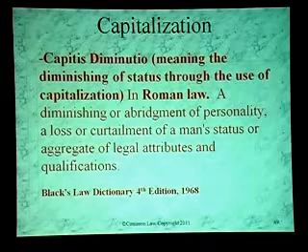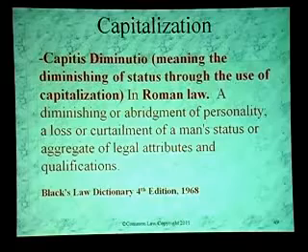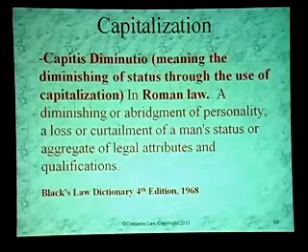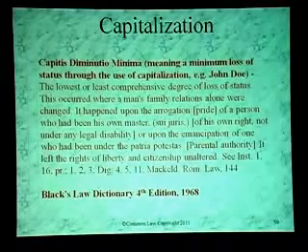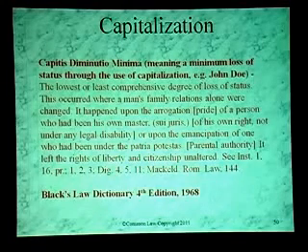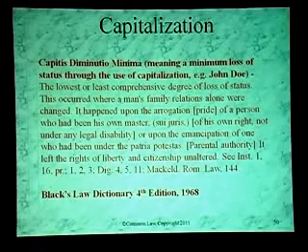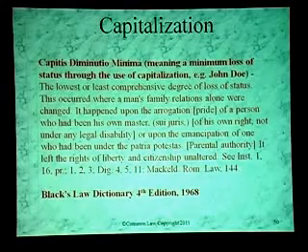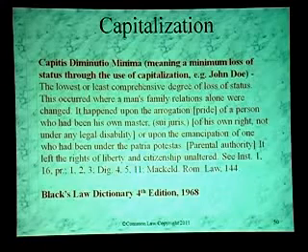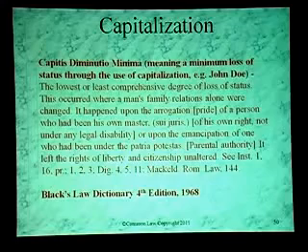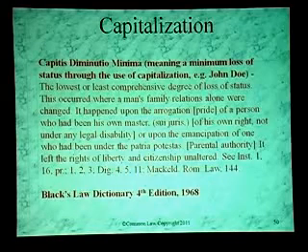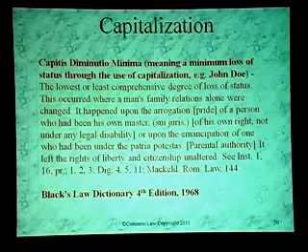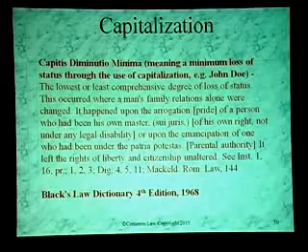It is a diminishing or abridgment of personality, or loss or curtailment of status of legal attributes and qualifications. The lowest or least comprehensive degree of loss of status, which is basically, if you see, upper and lower case, first name's capital, first letter of your name is capitalized. It happened upon the arrogation or adoption of a person who had his own master, or upon the emancipation of one who had been under patria potestas.